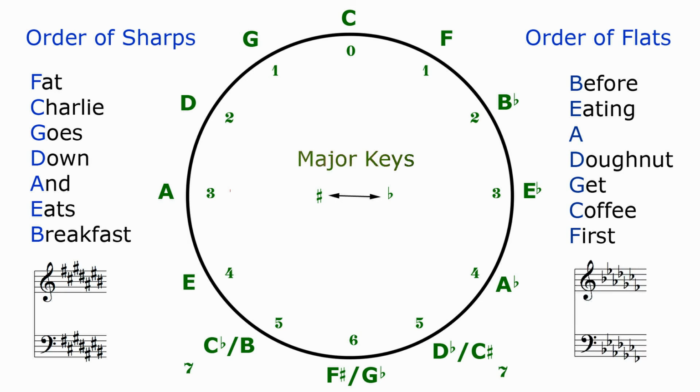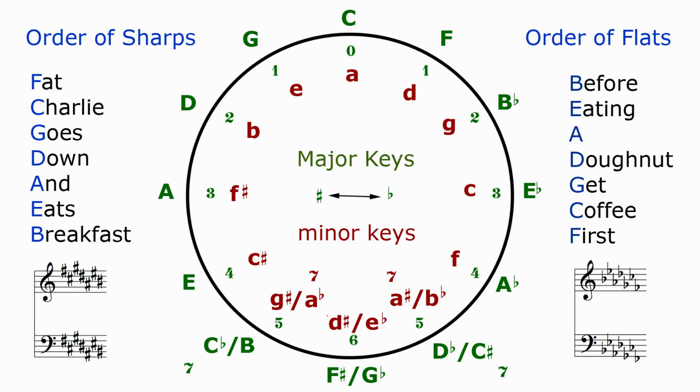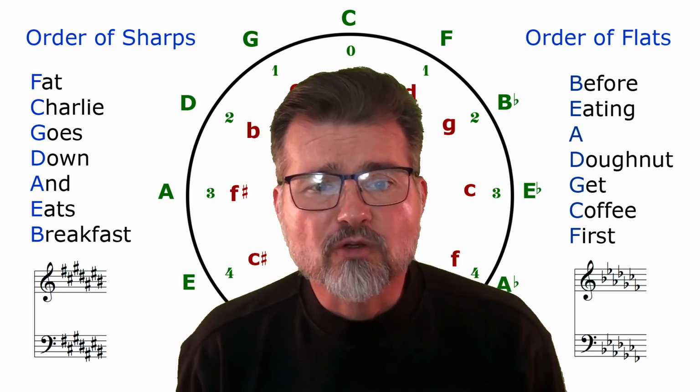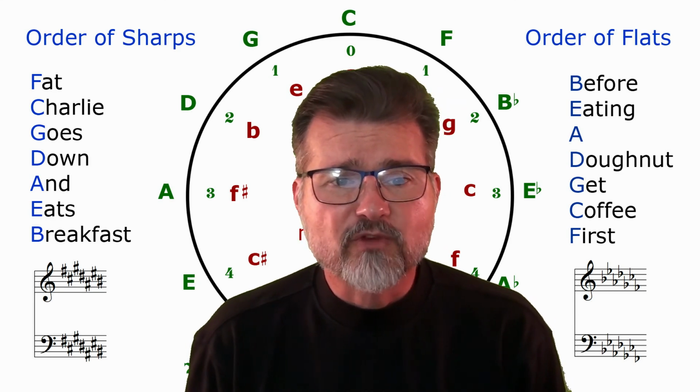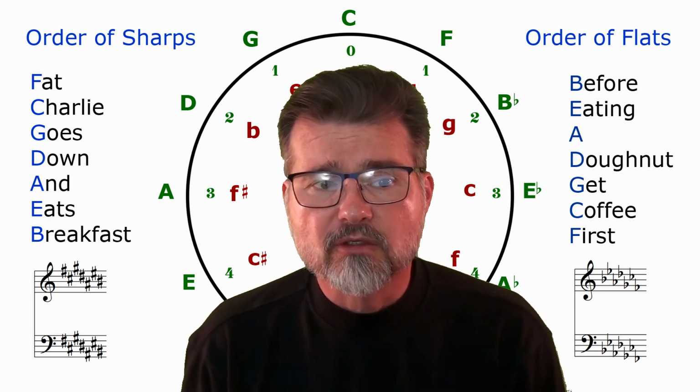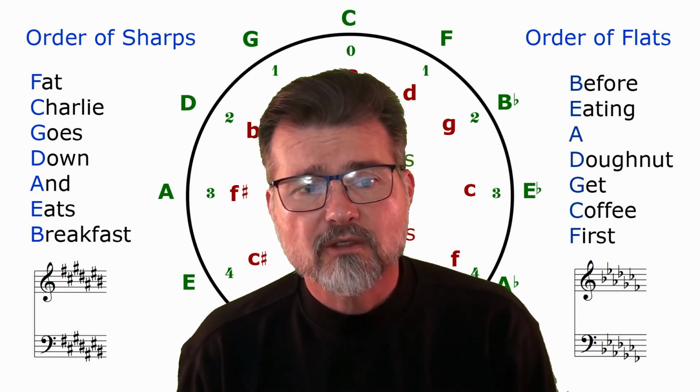To determine the key signature for minor keys, we put A at the top of the circle and follow the same pattern. The circle of fourths is foundational information that any musician should understand. It provides a greater depth of knowledge that can be applied to scale recognition, performance, and composition.